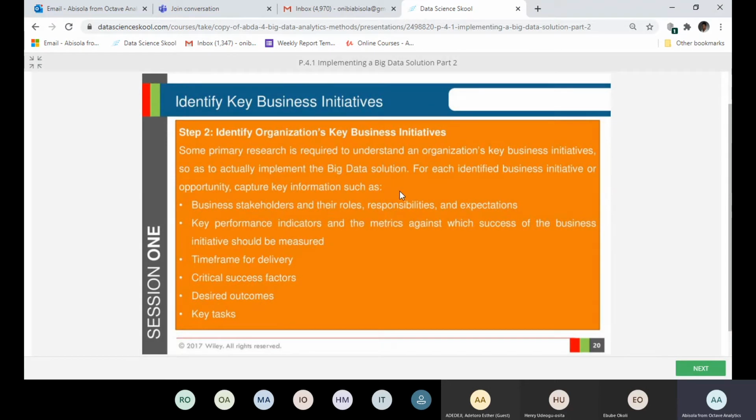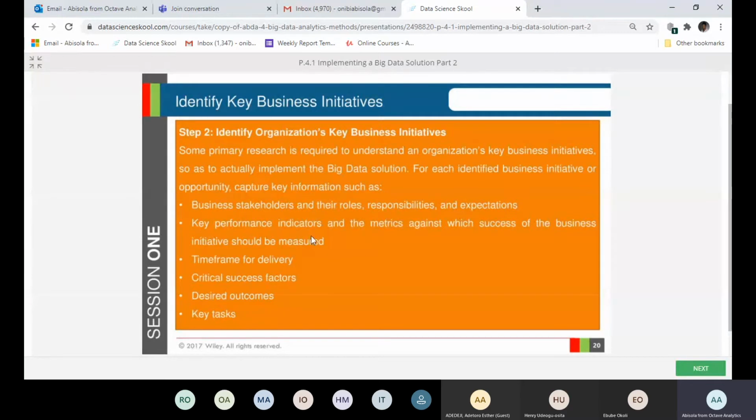During this phase, you have to capture information such as business stakeholders and their roles, responsibilities, and expectations. Business stakeholders, like maybe the CEO or the head of business, you have to check what are their roles and responsibilities. What do they do within the organization, and what do they expect? What are the things they try to look out for? That helps you in understanding key business initiatives, right? Then you also have to check their KPIs. What are the things they use to measure success within the organization?